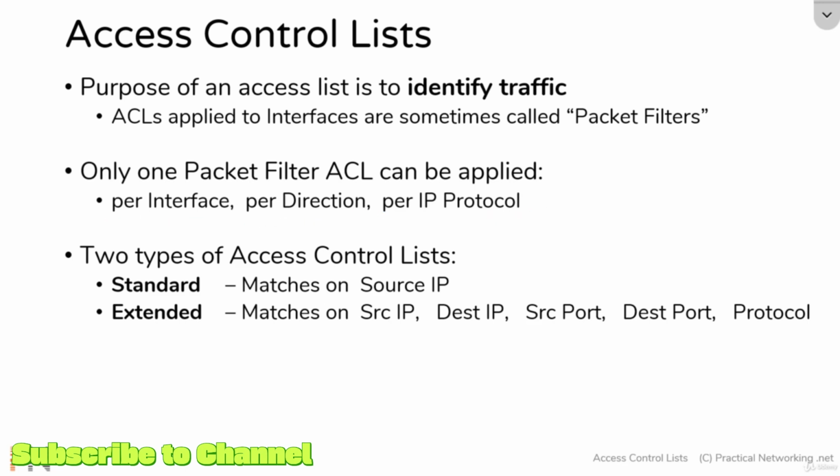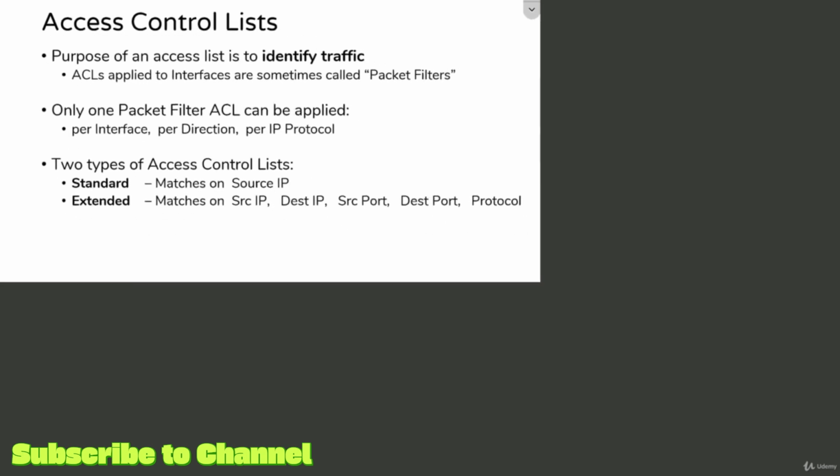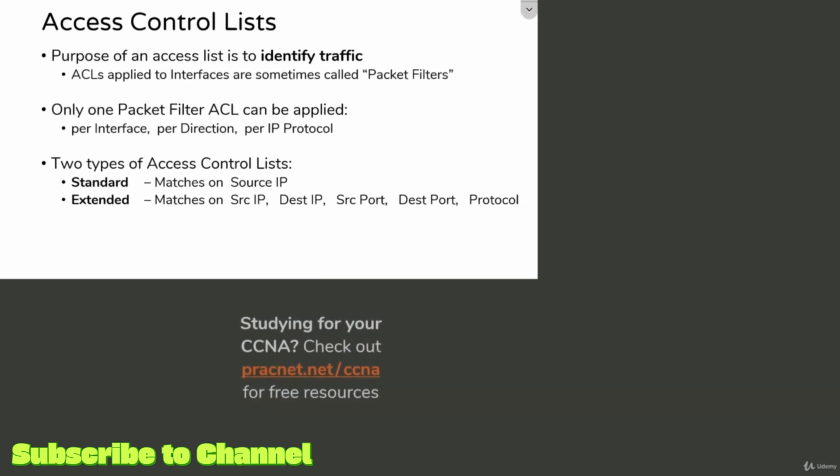And finally, we discussed the two different types of access lists that exist, and the difference between them are the fields that they use to match traffic on, with a standard access list only matching on the source IP address, and the extended access list matching on source IP, destination IP, source port, destination port, and protocol. In the next video, we'll be looking at the syntax to configure access lists on Cisco routers. But as far as this video's, your key takeaways are on your slide right now.